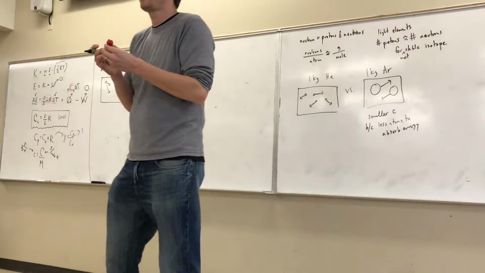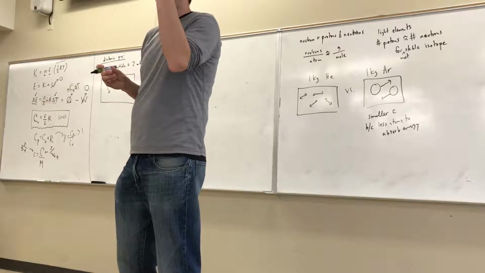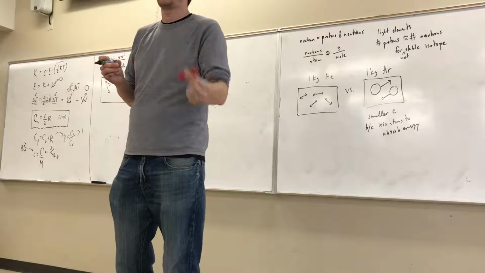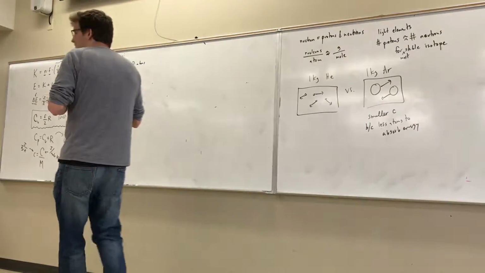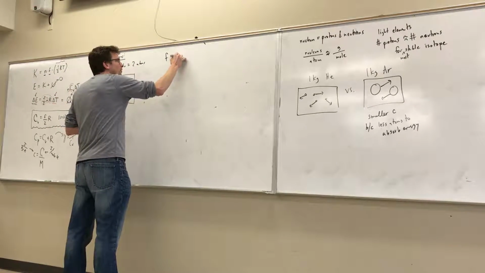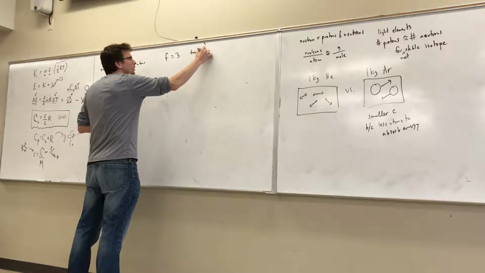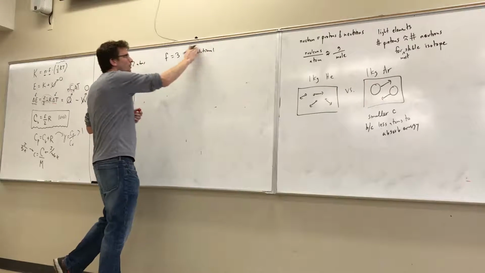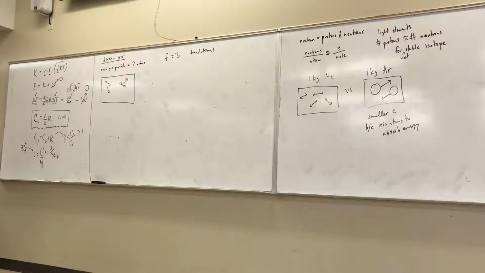So let's talk about this. We have each gas particle looks like this, flying around. So obviously it still has 3 spatial dimensions to work in. So F equals 3, so you've got your translational. That's all there was for the monatomic gas, but now there are more degrees of freedom.